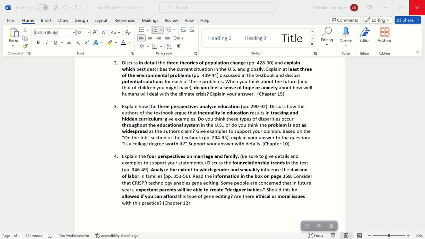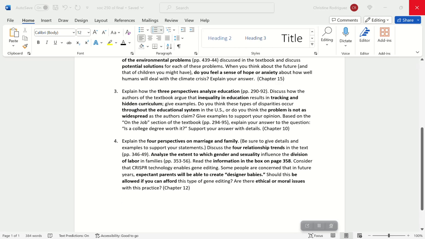All right, there are some people who would say, the educational system isn't that bad in the US. It's far better than in many other countries. Everyone gets educated here. Everyone has the right. So it's not as bad as in some other places. So what's your thought? Give examples to support your opinion. Based on the job section of the textbook, explain your answer to the question, is a college degree worth it? Support your answer with details.